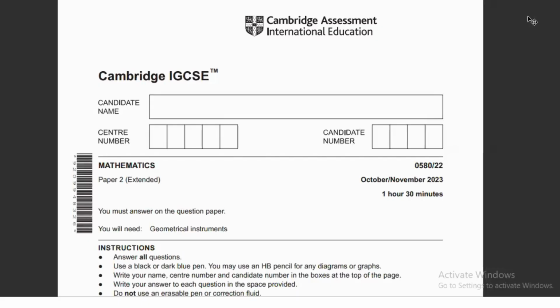Hi there. Today we will be discussing paper 2 of variant 2 in the 2023 October-November series. There's a total of 26 questions in this paper. Then let's get started with the first question.